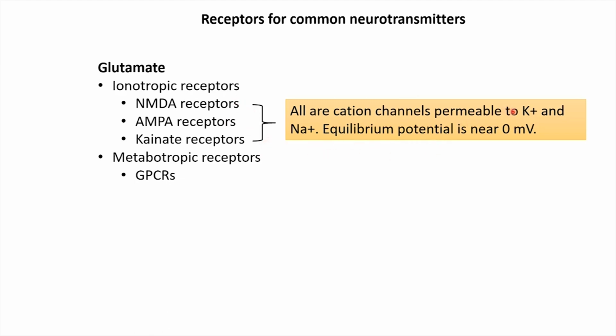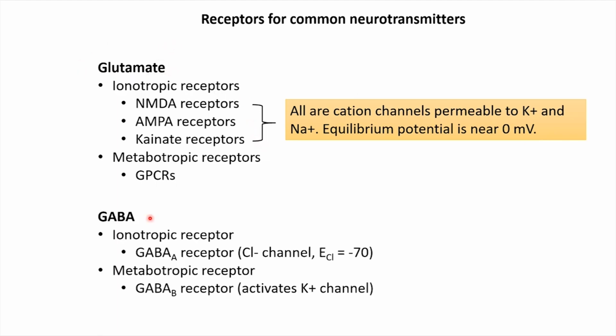And because they are permeable to both, their equilibrium potential is somewhere in between the equilibrium potential of these two ions. So their permeabilities are such that their equilibrium potential is around 0 millivolt. And because the neurons are typically at a resting membrane potential of around -60 or -65, these channels have an excitatory effect on the neurons, and therefore glutamate is commonly called an excitatory neurotransmitter.